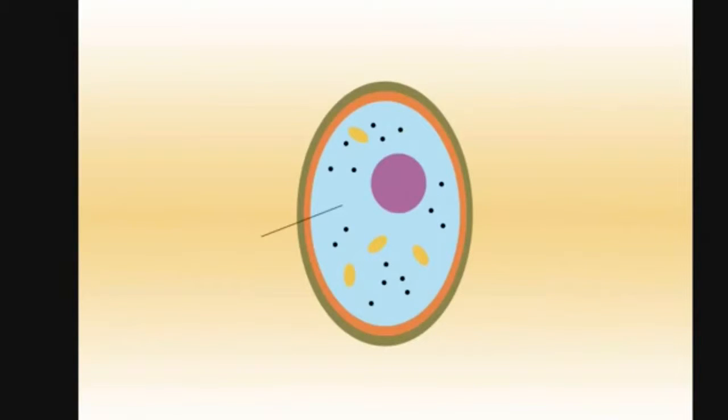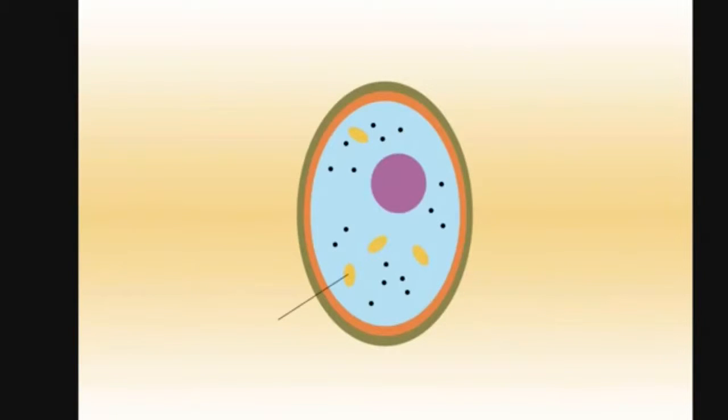This stuff here is the cytoplasm. Inside the cell, there's not all empty space. There's actually a kind of liquid jelly kind of stuff called cytoplasm. And inside that cytoplasm, the nucleus and all the other parts of the cell can move around inside the cell.